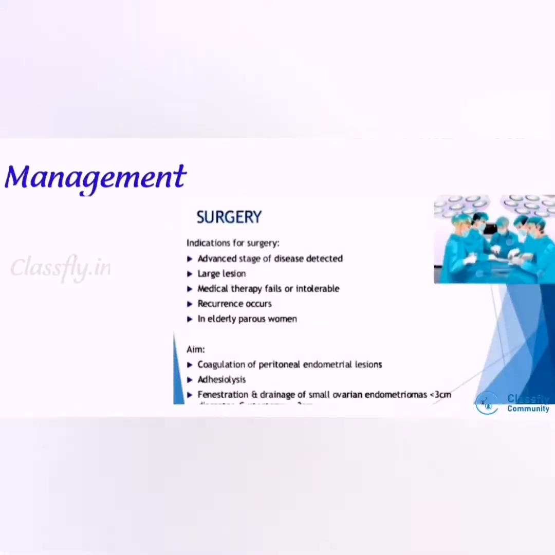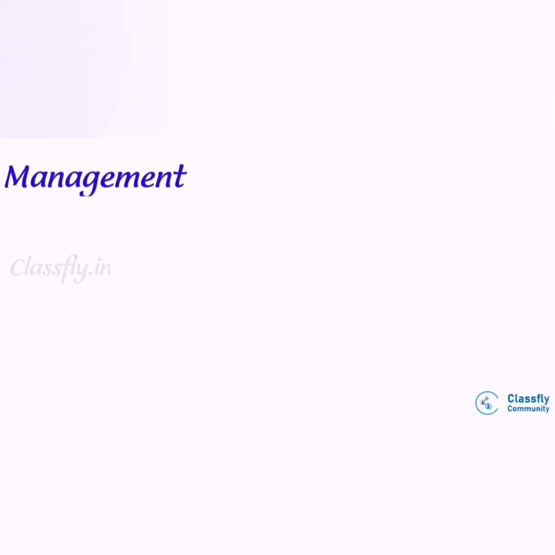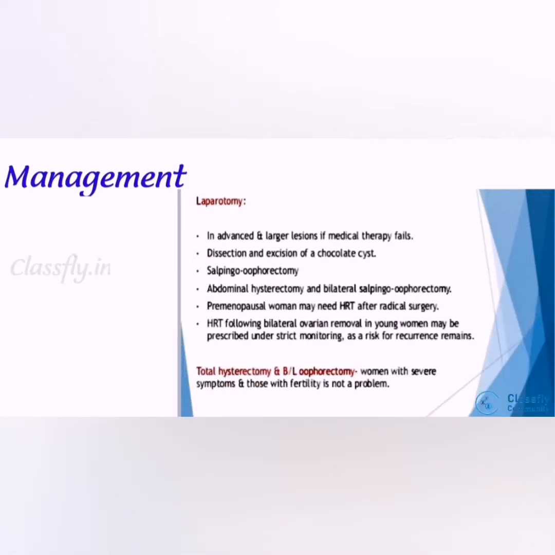Third category is surgery. The main indications for surgery are recurrence, large lesions in elderly parous females, medical therapy that fails or is intolerable, and advanced stage of disease detected. In surgery, mainly involves first, laparotomy. Under that, dissection and excision of a chocolate cyst. Second one, salpingo-oophorectomy. Third one, abdominal hysterectomy and bilateral salpingo-oophorectomy. Fourth one, HRT after radical surgery. Second one is total hysterectomy and bilateral oophorectomy.